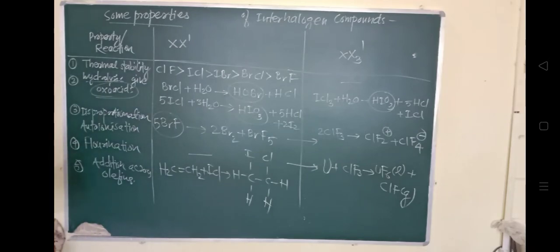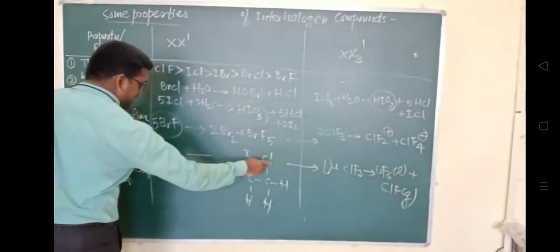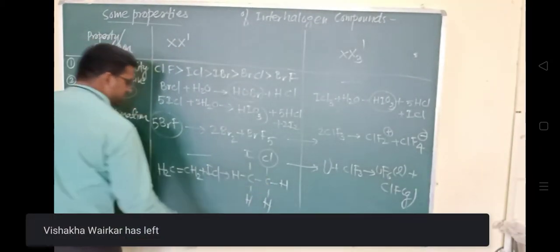So this is the property, okay, that is in case of the X dash type. Okay, X dash type is of what? ICl, that is iodine monochloride. So ये properties है. Okay, these are some of the few properties which are listed.